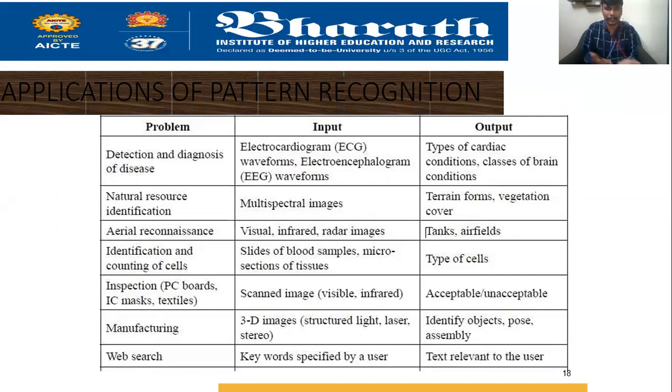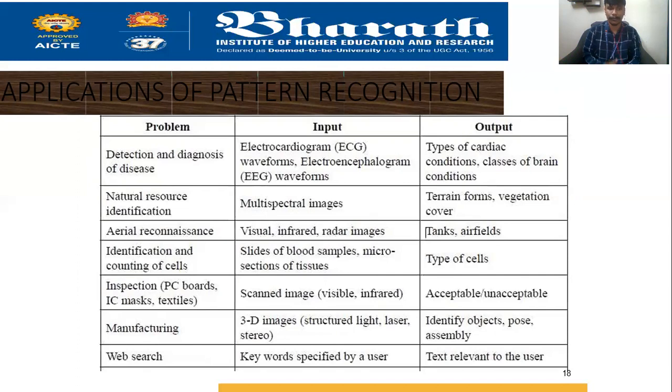For example, a multispectral image is given as the input. The output will be terrain forms and vegetation cover. For geographical mapping applications, natural resource identification uses pattern recognition to determine the terrain forms and vegetation cover in the mapping process. And then, for input like visual, infrared, and radar images, the output locates tanks and airfields. It is used in aerospace or aeronautical field applications.